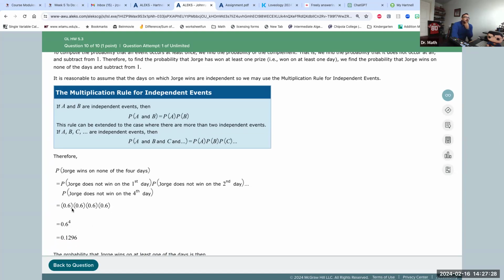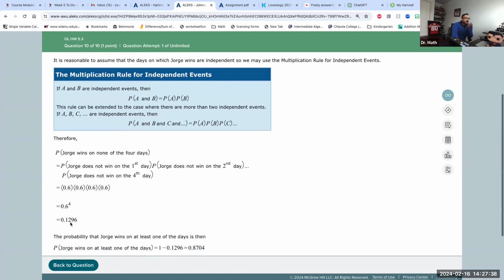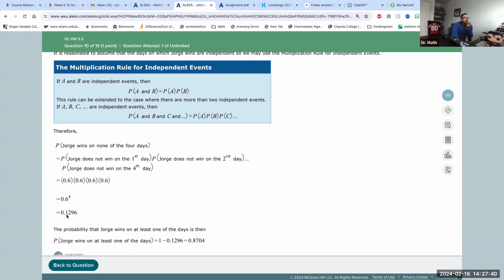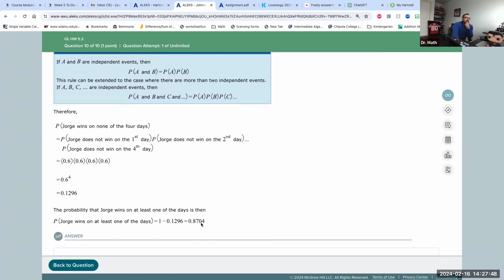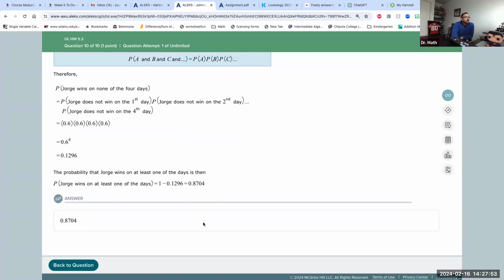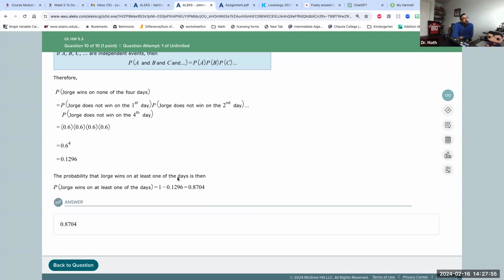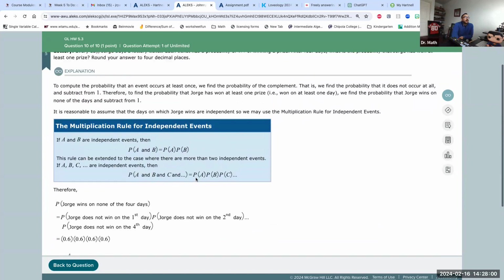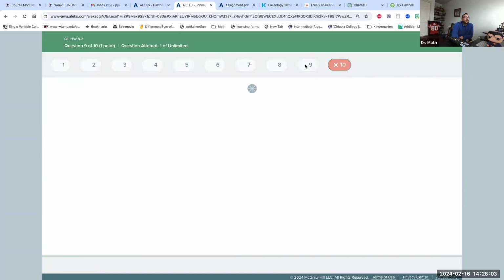And instead of just multiplying it 4 times, because what if it was 24? You wouldn't want to do this 24 times. There's a shortcut. You do 0.6 raised to the 4th power in your calculator. You take that answer, which is 0.1296, and because we're doing the complement, we do 1 minus that. And there's our probability. We got around an 87% chance of him winning at least one of those 4 days. So there you have it. Hopefully that helps out with number 10.